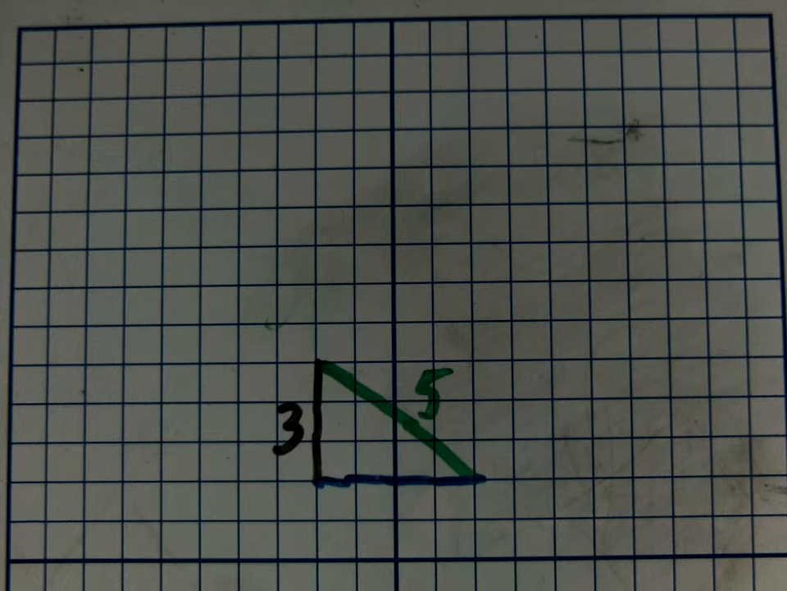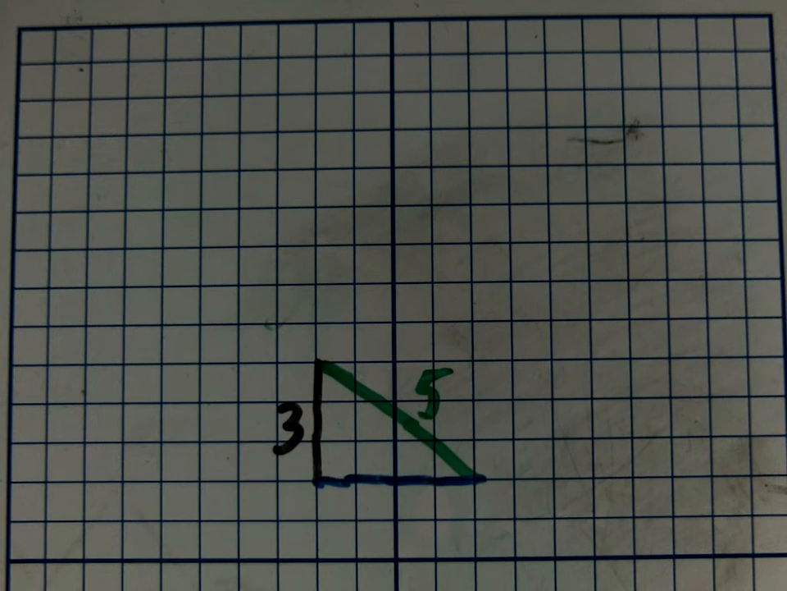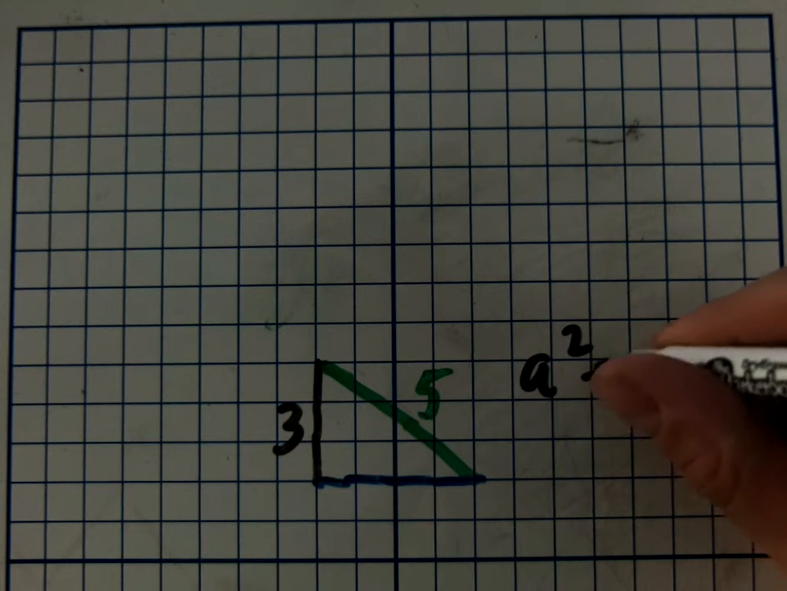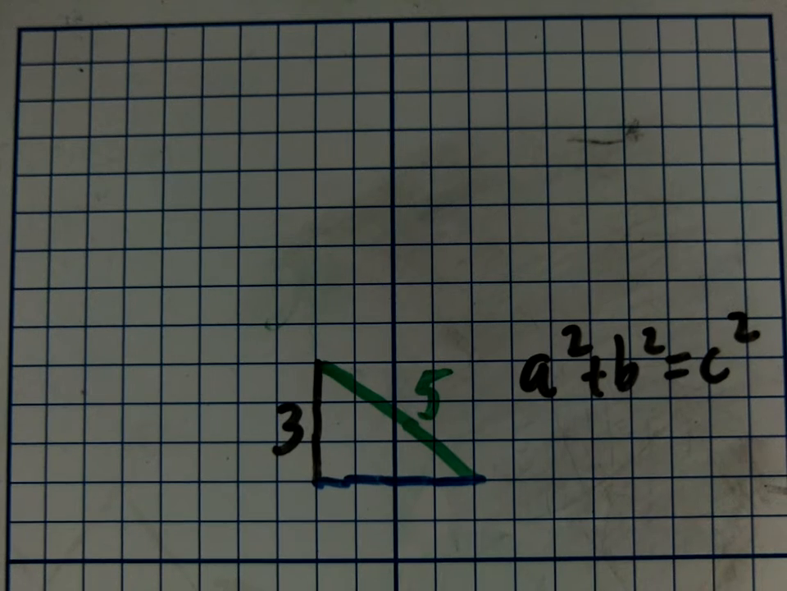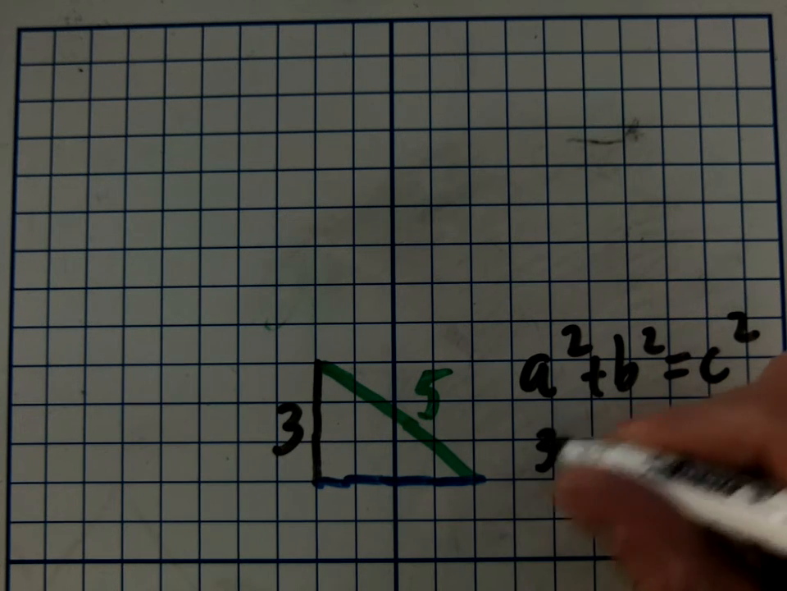Let's find the length algebraically as well, because sometimes the value is not an integer, like it is here. So the formula is a squared plus b squared is equal to c squared. So for this example, it's 3 squared plus b squared equals 5 squared.